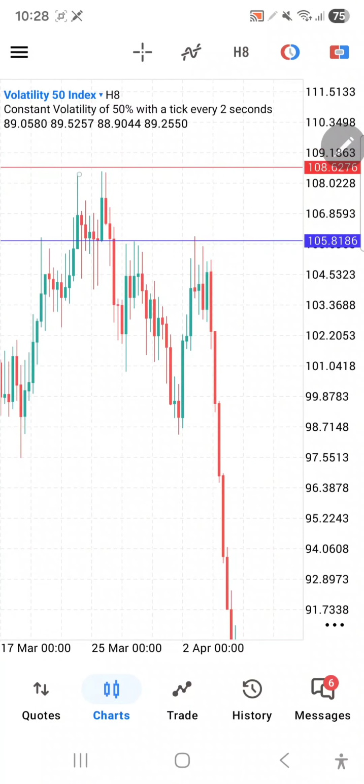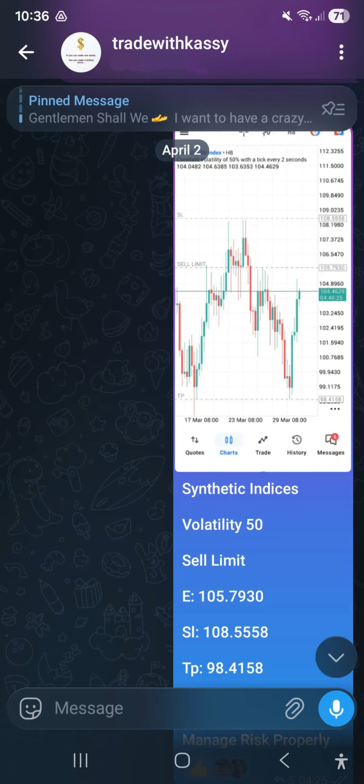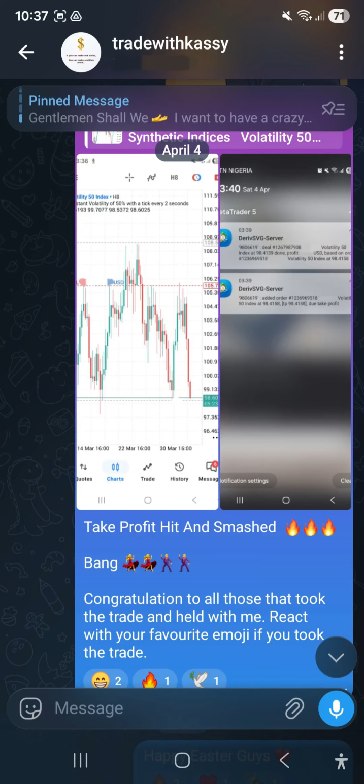You can see this high was swept by this protected high, and here was my liquidity. So the blue line was our entry, the red line was our stop loss, and here was our take profit. This was when I shared this trade with my students, and here was the final result of the trade.